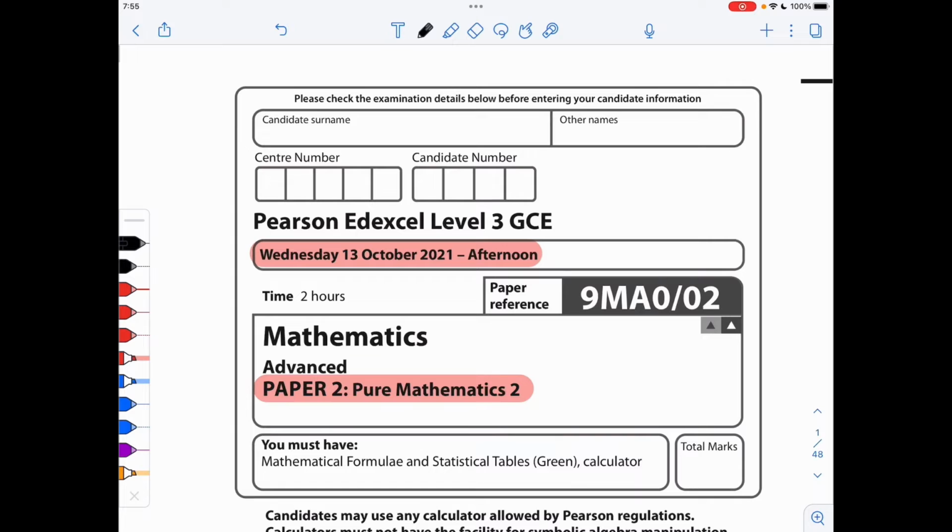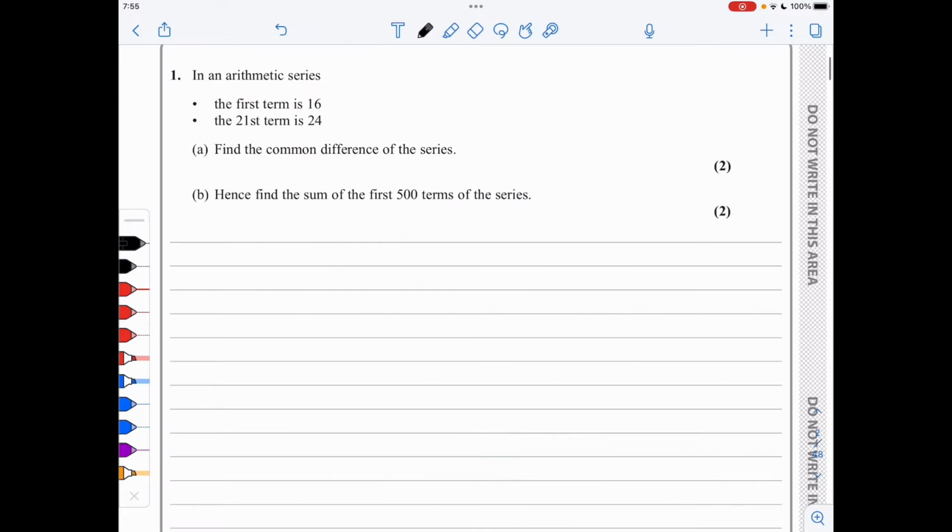Hi everyone, today we'll be looking at paper 2 Pure Mathematics in October 2021. Question 1, we are told that we've got an arithmetic series. The first term is 16, the 21st term is 24. We need to find the common difference.